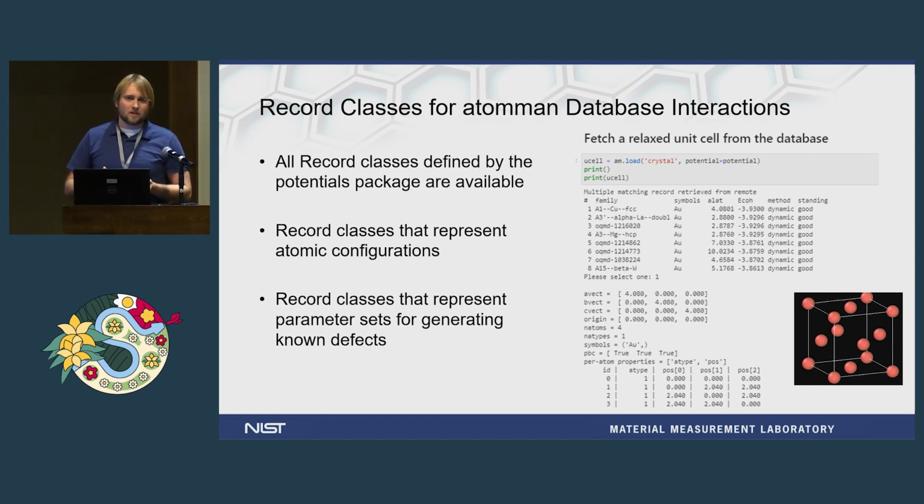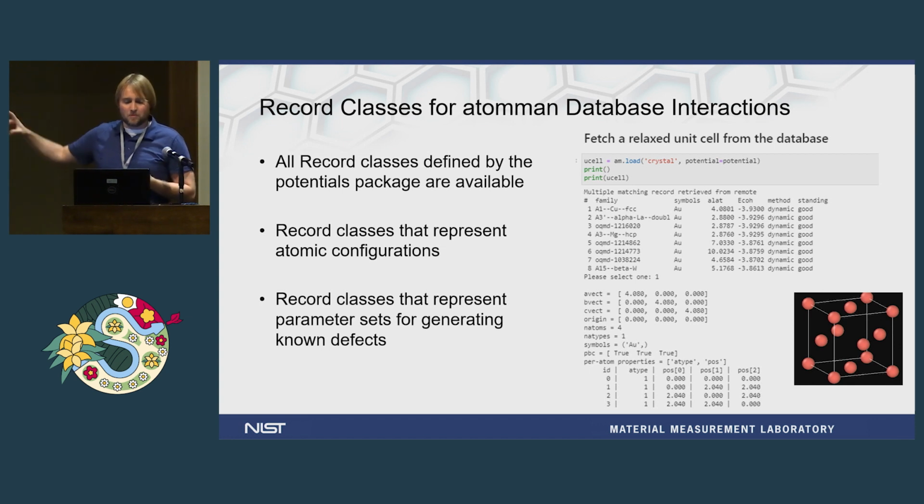And then on top of that, because we're now allowing for atomic configurations, you can define additional record classes for those atomic configurations, as well as record classes that provide parameter sets for generating defect configurations with those. So the right-hand side here, you can kind of see some code. The idea is that before this, you've already queried and fetched whatever interatomic potential you want, and then you just do load a relaxed crystal that has been relaxed with that specific interatomic potential. I could, of course, give it more limitations to be more specific, but I didn't here.